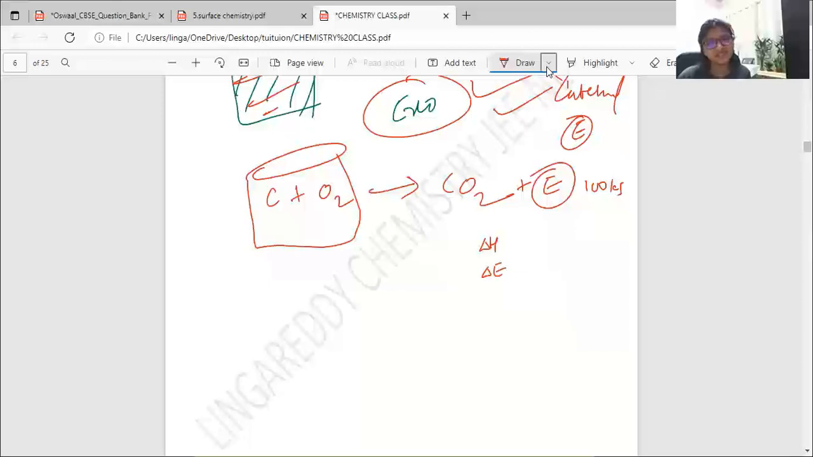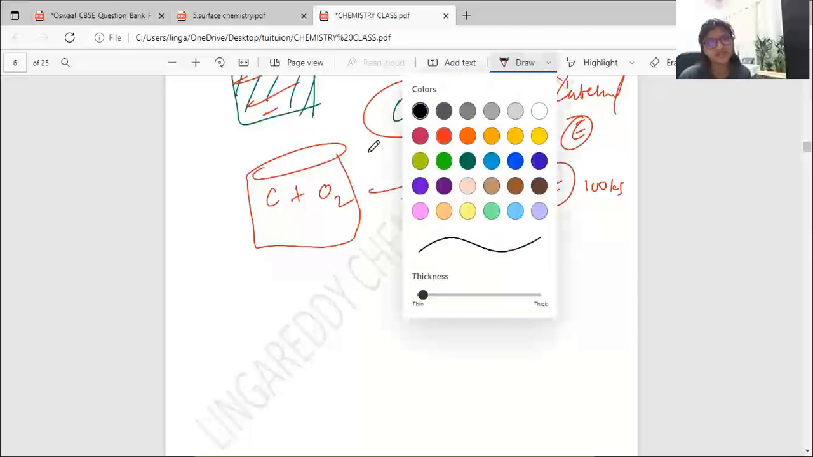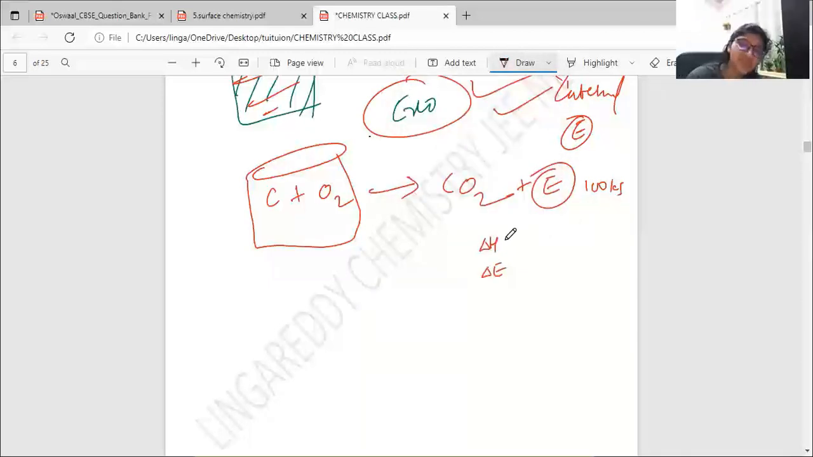Delta E. Why? No, I'm not sure. So I think delta H. See, delta H and delta E, only a small difference is there.